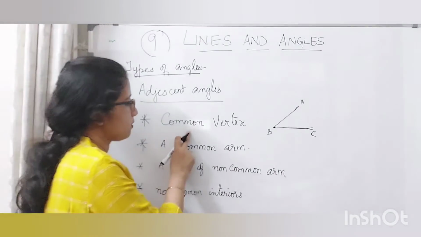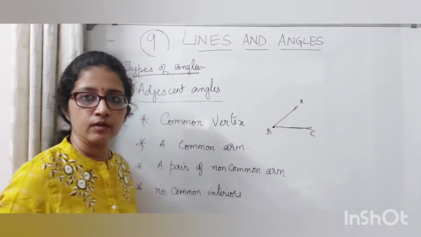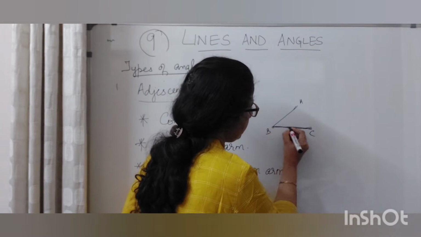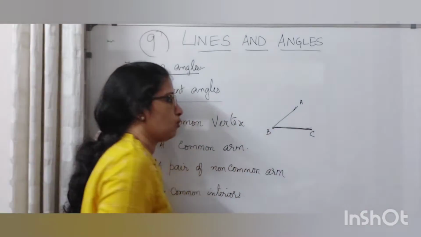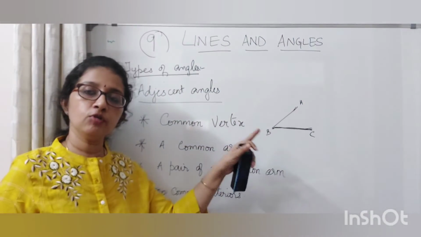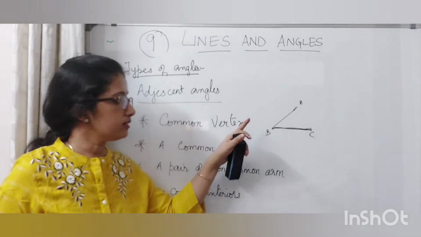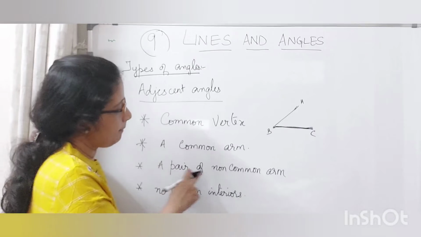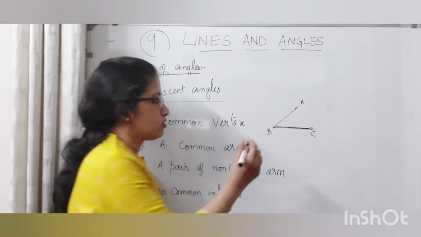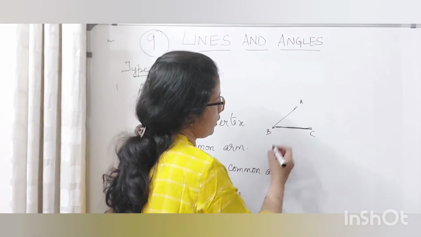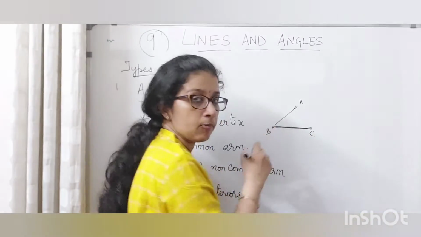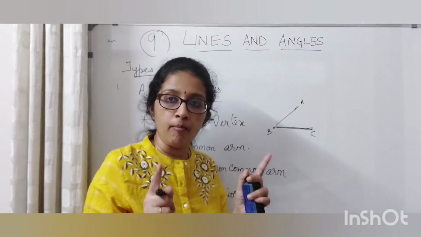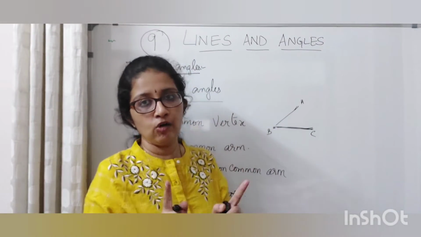Okay, now what is the next one? A common arm. So let BC be the common arm. Once I draw the other angle also, you will get to know how we are saying the two angles are adjacent. So what is the third one? A pair of non-common arms. So we said this is a common arm. So this should be the non-common arm of one angle, right? So on either side of the common arm there should be non-common arms.